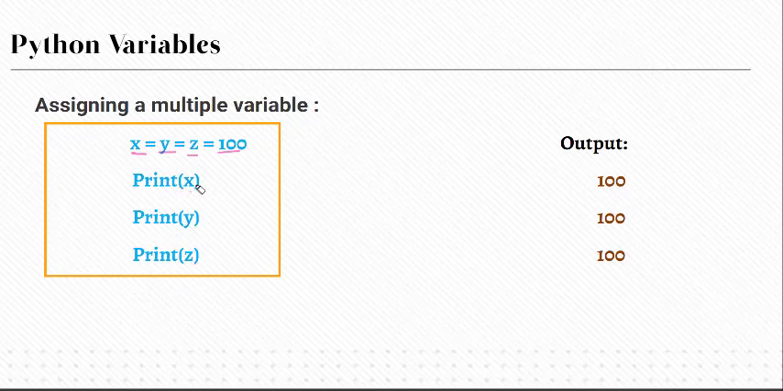If you are printing the variables individually, what is the print of x here? x equal to 100. So print of x gives the output 100. And for print of y, y is also assigned 100 as a value, so we get output 100. And z is also assigned 100 as a value, so print of z gives the output 100.